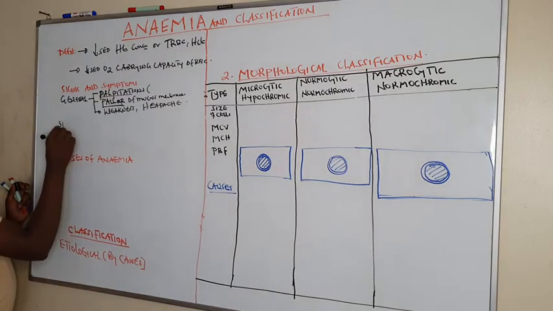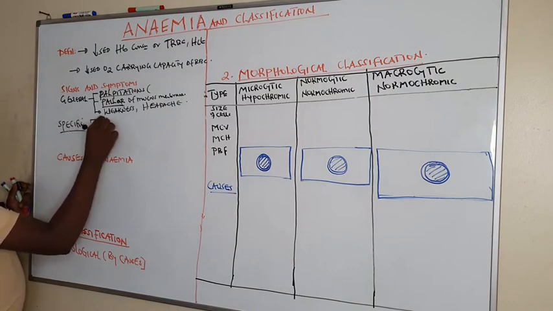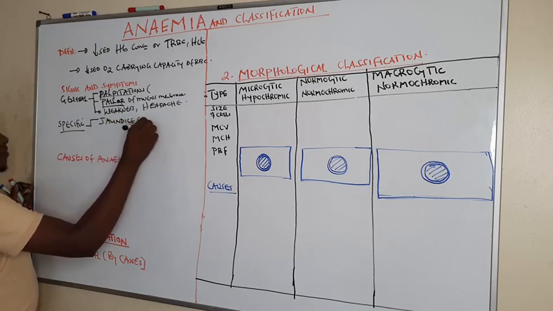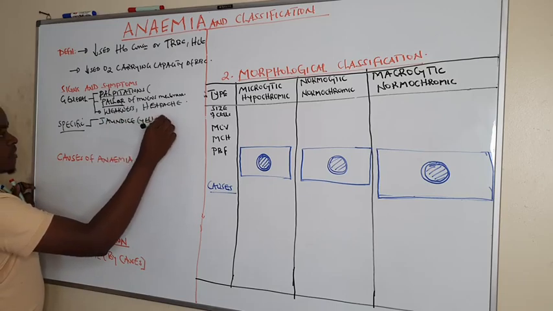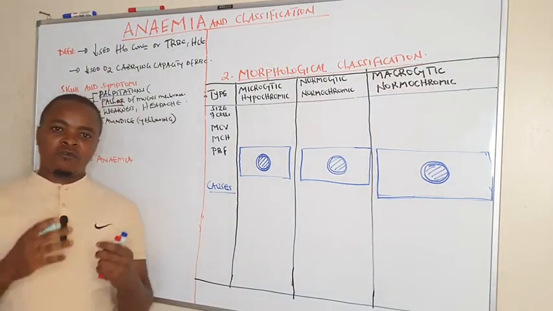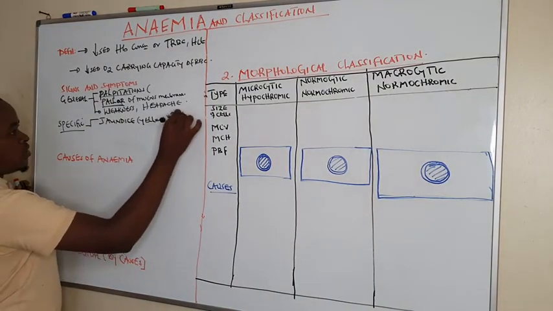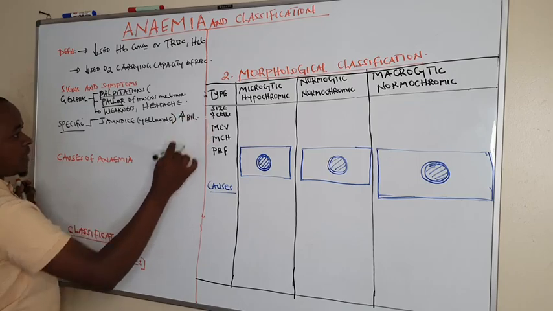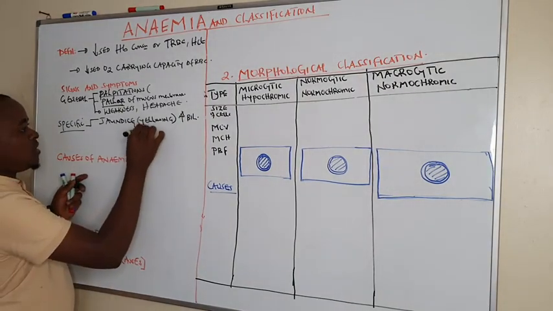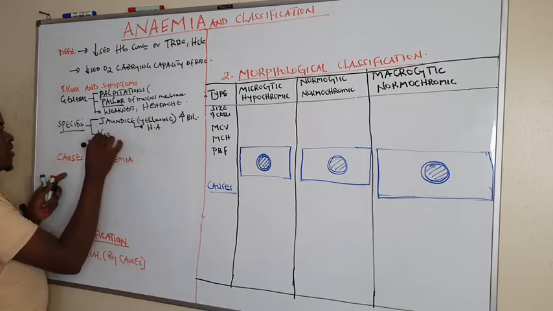Then among the specific signs of anemia, we can find jaundice, which is yellowing of the scleral membranes. So you find someone's upper part of the eye is yellow, or the whole skin is yellow, or the lips are yellow. That is what we are calling jaundice, due to increased bilirubin, characterized by increased destruction of red cells seen in hemolytic anemias.